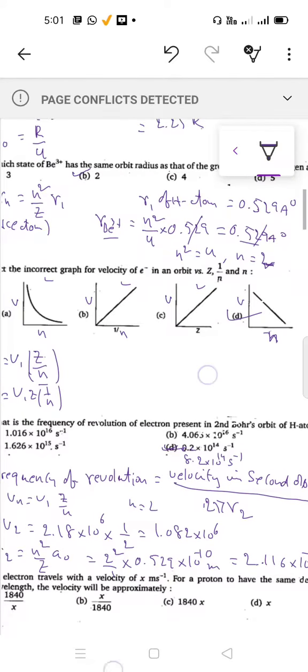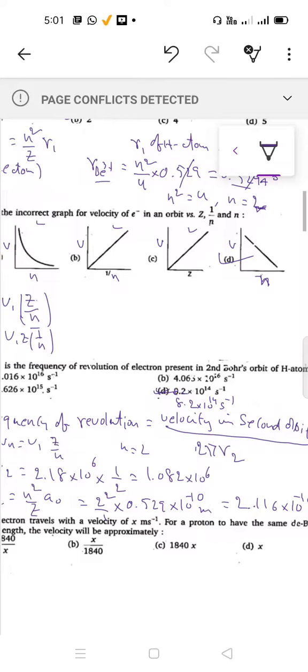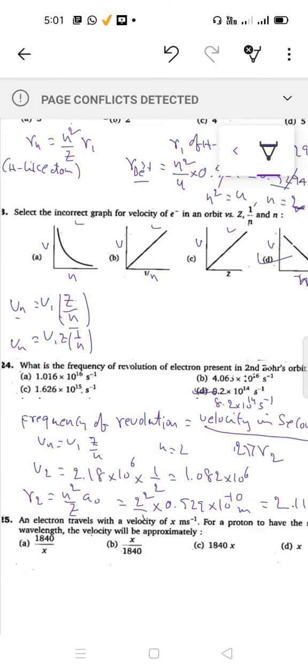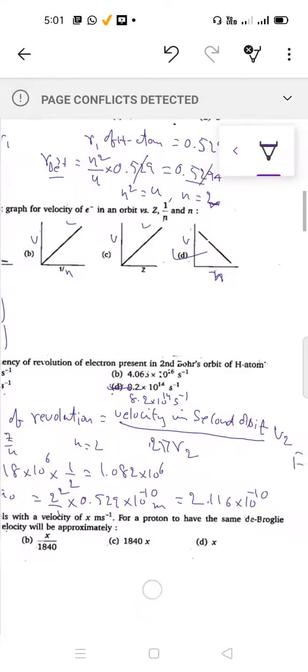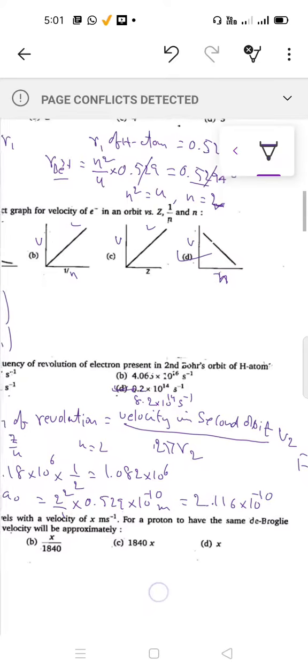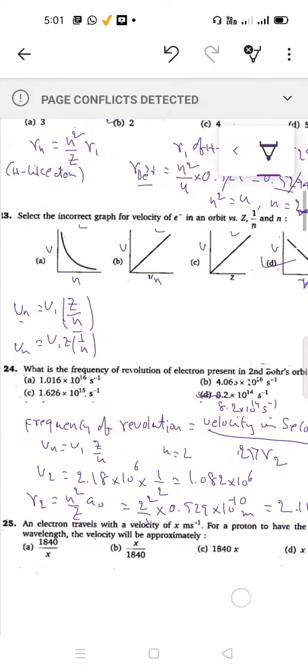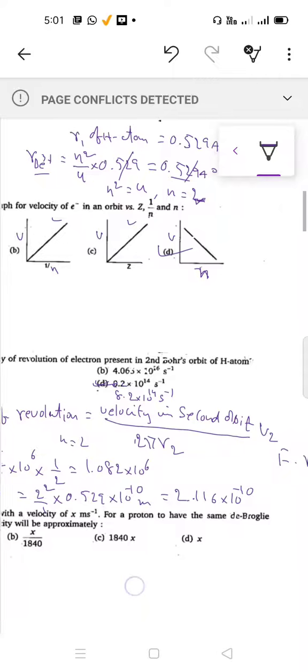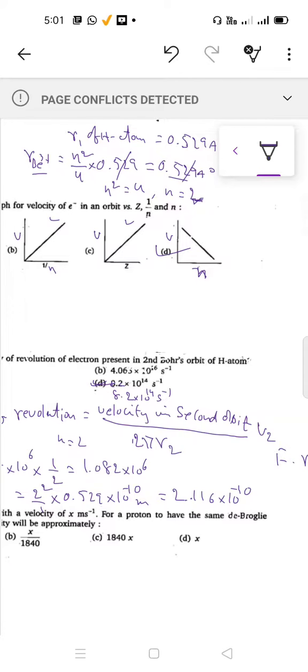Let us see again. The question is, what is the frequency of revolution of electron present in the second Bohr orbit of hydrogen atom? The formula is frequency of revolution for the second Bohr orbit is velocity in the second Bohr orbit V2 by 2 pi r. So you can calculate the V2 and r2 values, then substitute all those things here, then you can get the value.